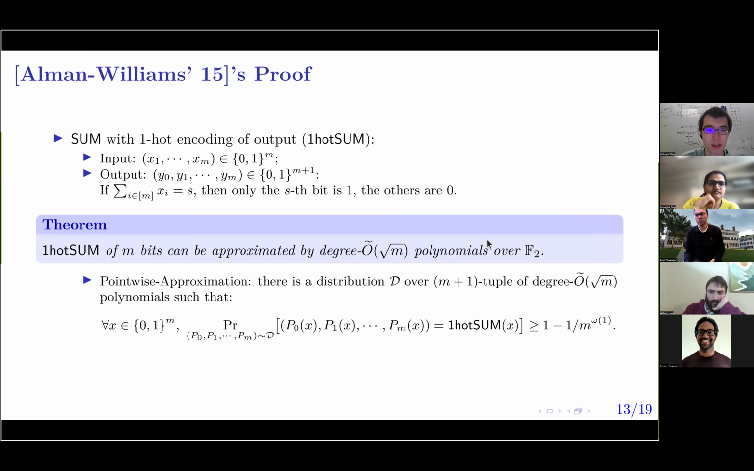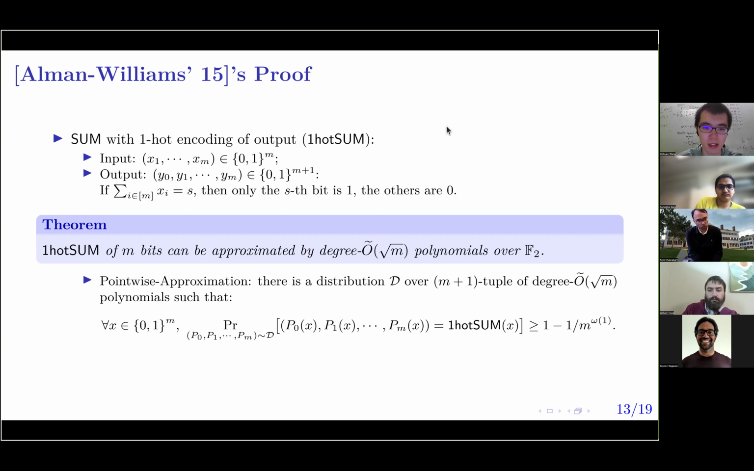Okay, so let's see how this polynomial approximation theorem was proved. In fact, here we are not just working on the majority function, but on a more general function that computes the exact number of ones in this input string. You are given an input string, and you want to compute how many ones there are in it. Because this is a multi-bit output function, let's specify how we encode this output. We use this one-hot encoding.